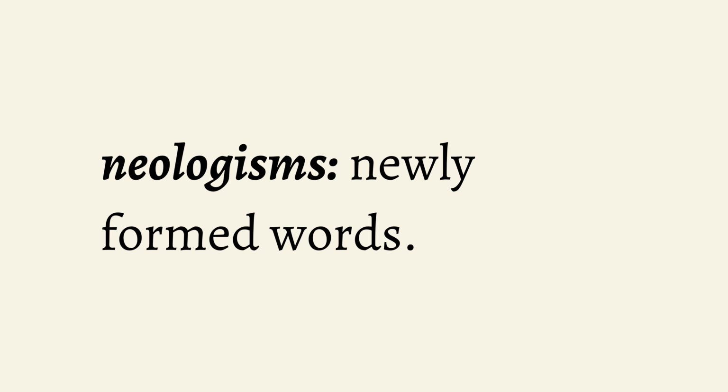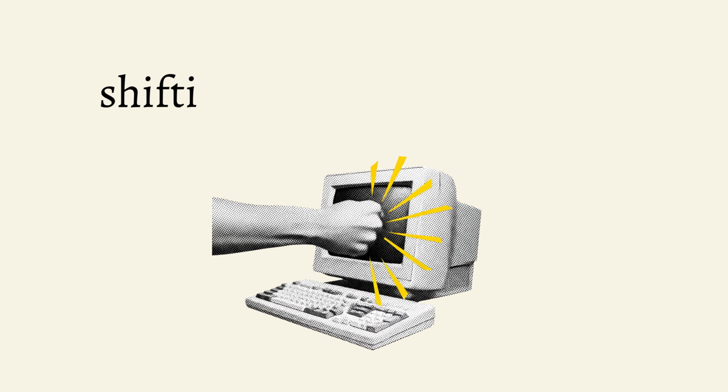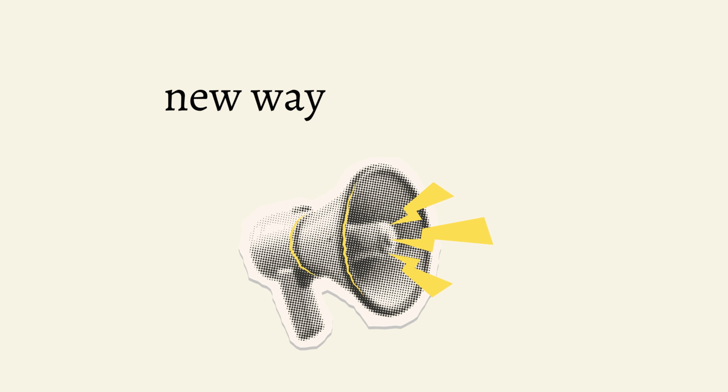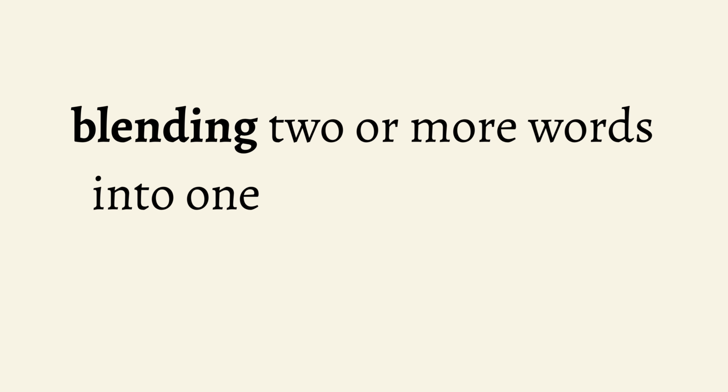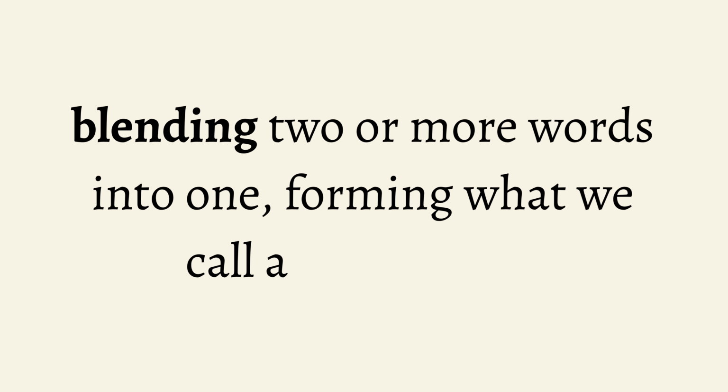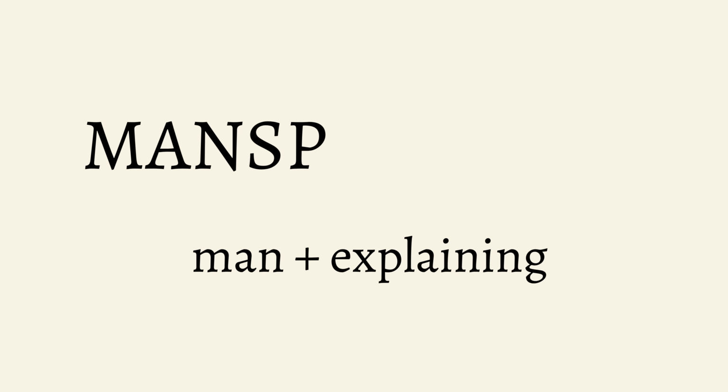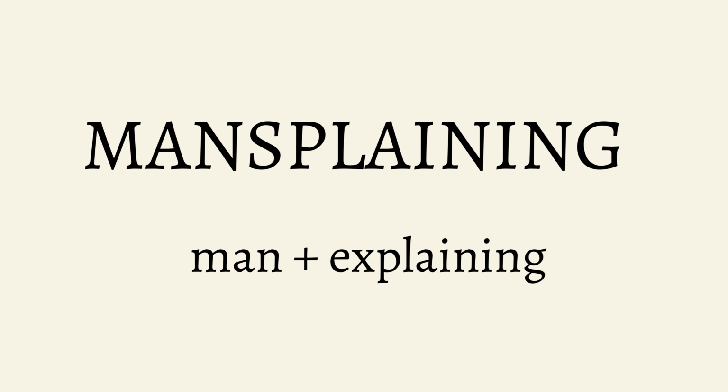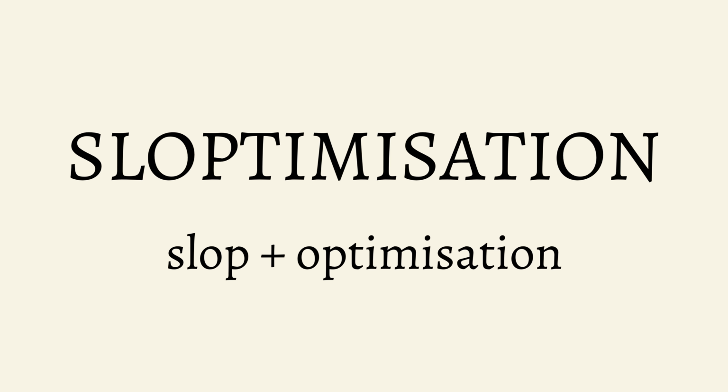Newly formed words, on the other hand, are called neologisms, and many enter the language from emerging technologies, shifting cultural phenomena, and new ways of thinking. One common way to create neologisms is by blending two or more words into one, forming what we call a portmanteau. Brunch comes from breakfast and lunch, while smog combines smoke and fog. More recent examples include mansplaining and sloptimization.